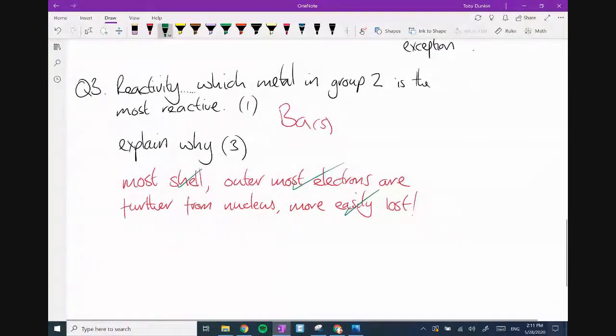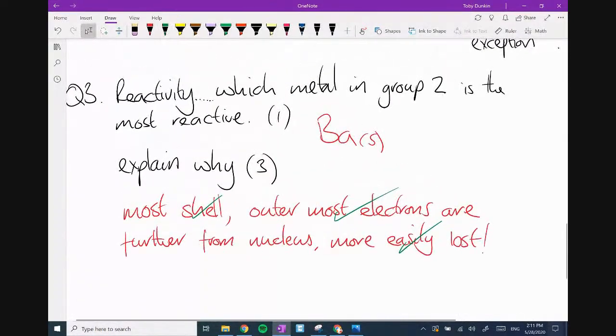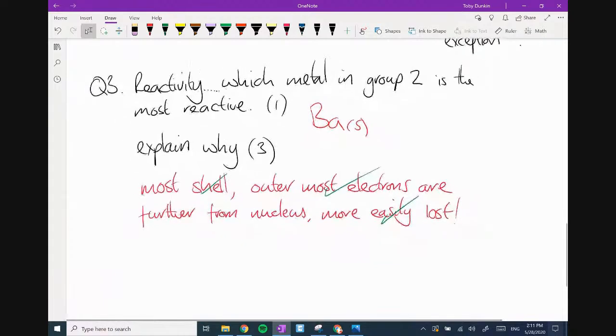So, knowing key things like metals want to lose electrons is so handy. In reality, that kind of underpins the understanding of what's going on in terms of reactivity. It's kind of nice. Kind of cool.